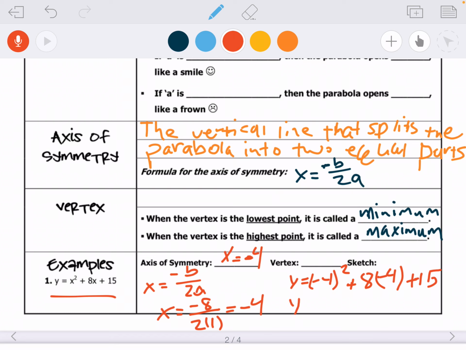So when I do that, I'm going to get -4 in parentheses squared, that's 16. 8 times -4 is -32. And then we have plus 15. So when we simplify this, we get y equals -1. So now we've figured out our x value and our y value, so that is enough information to write our vertex. Our vertex is (-4, -1).